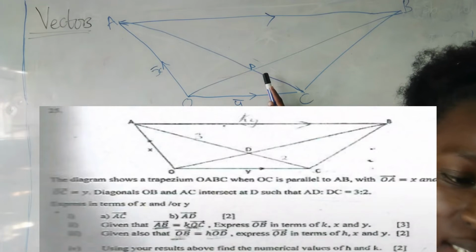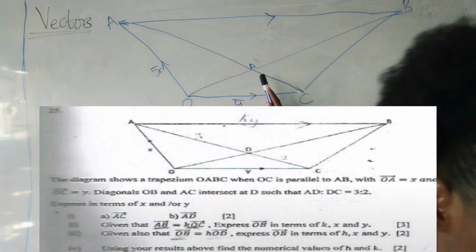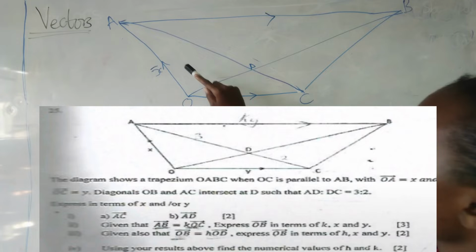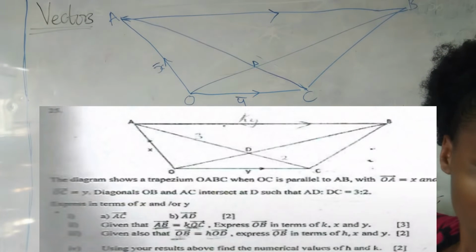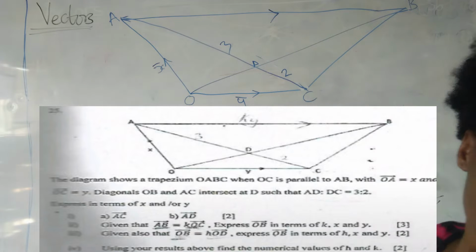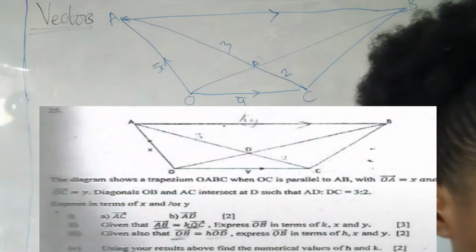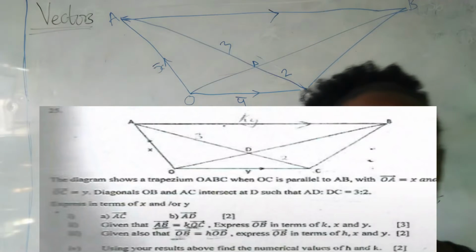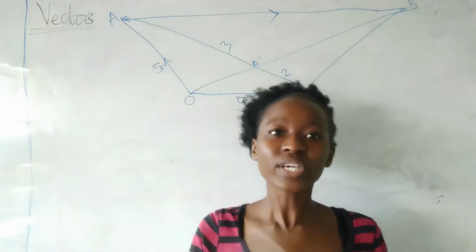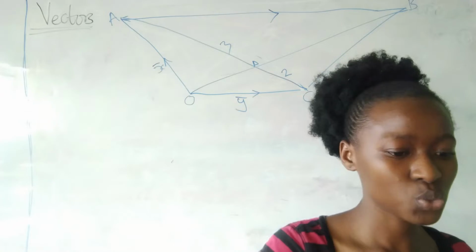Such that AD to DC is equal to 3 to 2. So this is 3 and this is the 2. AD to DC is 3 to 2, okay? Then express in terms of X and/or Y. If it says X and/or Y, you can check in my previous video what we said about that, okay? So I'll move on to AC.